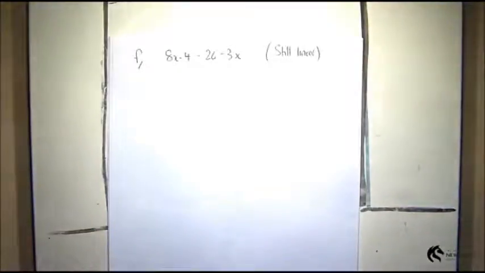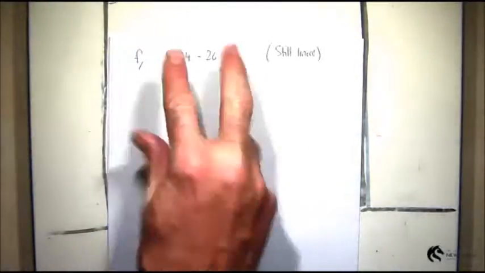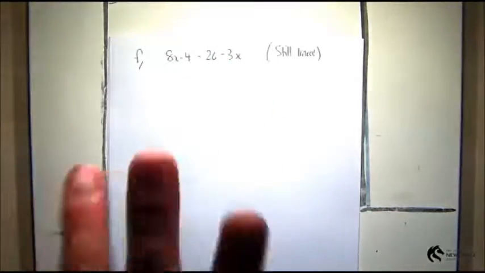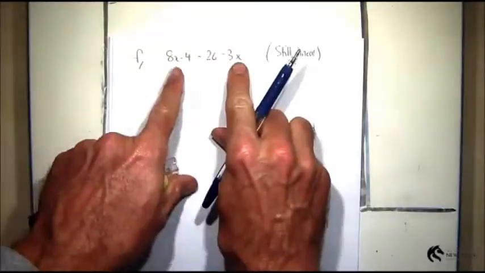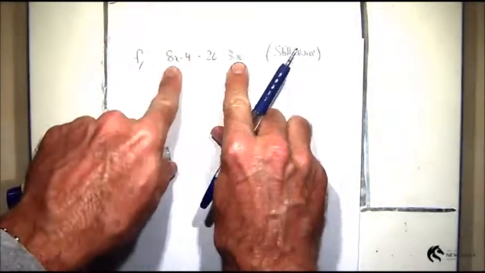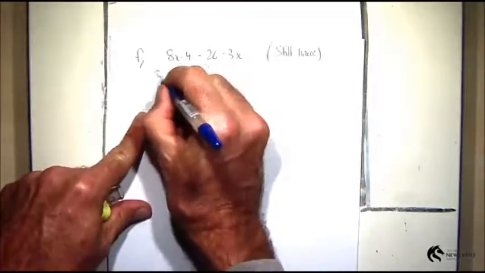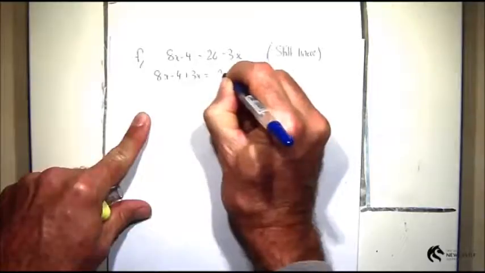And I expect, therefore, it to have just one solution. And I'm going to find that solution by making x the subject. And to make x the subject, the first thing to do is get all the terms involving x onto the left-hand side and all the terms not involving x onto the right-hand side. So here we go. Let's do this. So I want to put that term over this side, so I'm going to add 3x to both sides. So I'm going to have 8x minus 4 plus 3x is equal to 26.